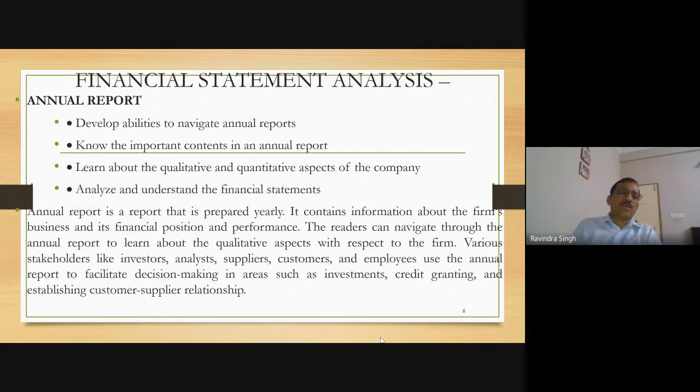तो let us go to what is the annual report. Annual reports: develop the ability to navigate annual reports, know the important contents in annual reports, learn about the qualitative and quantitative aspects of the company, and analyze and understand the financial statements. तो ये वो 4 steps हैं आपके annual report तैयार करने के. So this annual report is prepared yearly. It contains information about the firm's business and its financial position and performance. The readers can navigate through the annual report to learn about the quality.